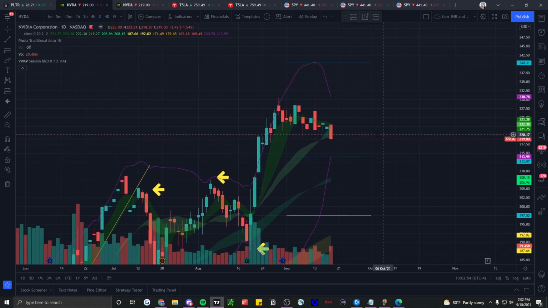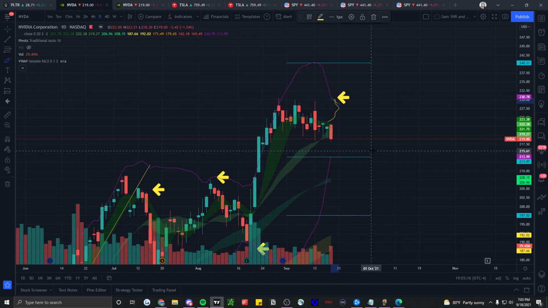Now, let's say hypothetically we close above this 225 range. Hypothetically, we would have room to all-time highs, which lines up with this daily Bollinger Band. So I would expect if we get a close above this range, then we could trade up until here.